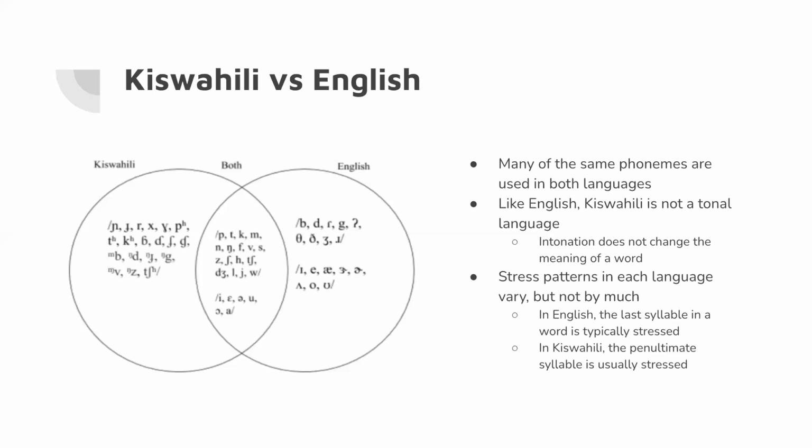And then as far as intonation and stress patterns go, they are pretty similar in both languages. Neither Kiswahili or English are tonal languages, so your intonation of a word is not going to change the meaning of that word. And then as far as stress patterns go, you typically find that the last syllable of a word is going to be stressed in English, even though this isn't necessarily a hard and fast rule. And then in Kiswahili, the penultimate or the second to last syllable is usually what you're going to find to be the stressed syllable in a word.